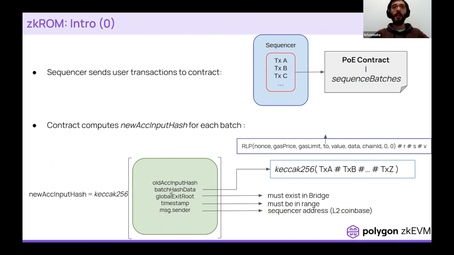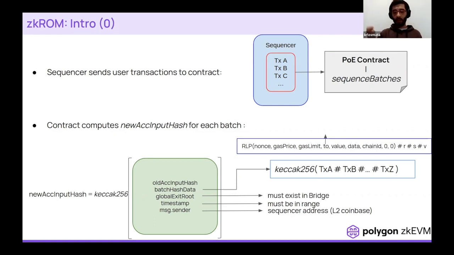With the batch hash data, we also hash the global exit root, which is basically the root that the bridge has. We also hash the timestamp and the message sender when this sequence batches call has been made in the smart contract. And also, we have at the very beginning the old accumulated input hash. All those values are hashed together, and then I compute what we call the new accumulated input hash. You can see it here.